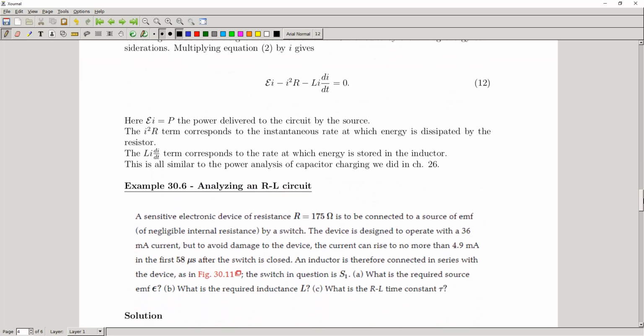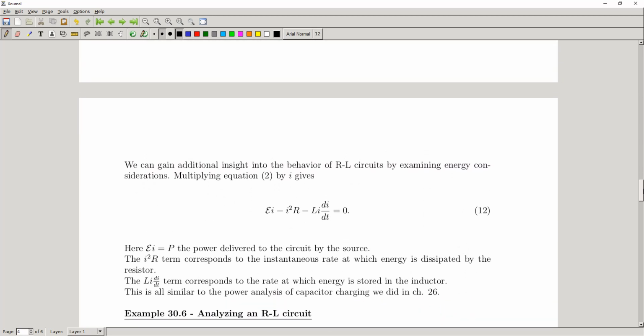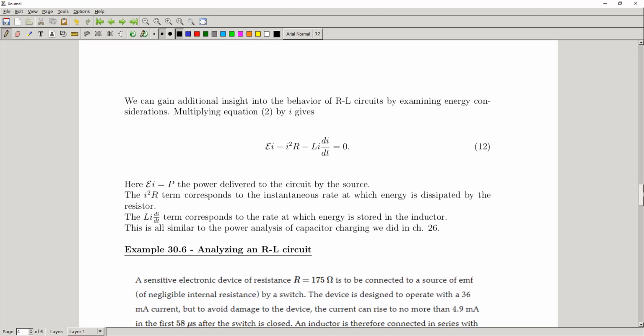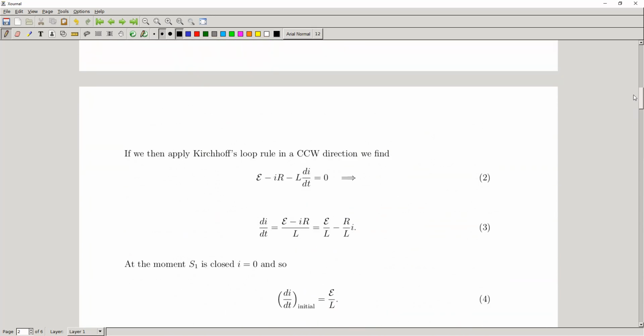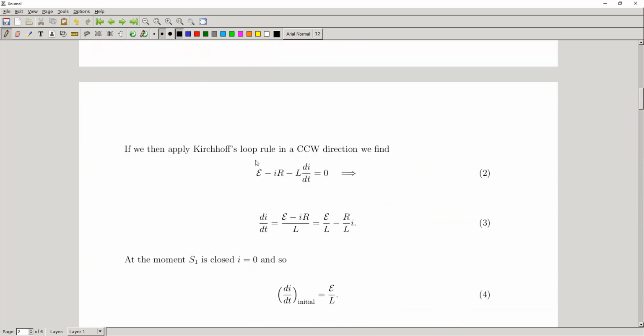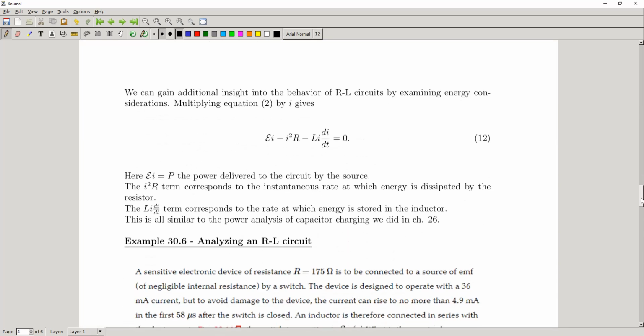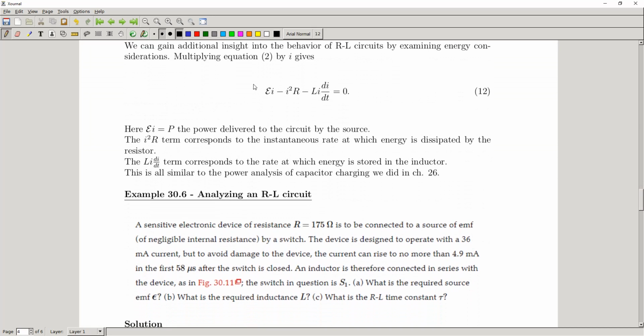We're going to have an example coming up here. Before we do the example, I have one more note to make. We can get some additional insight into the behavior of these RL circuits by examining what happens with the energy as we flip the switch. So let's take Equation 2, when we've just done Kirchhoff's loop rule. We're going to multiply through by I, and if we do that, we end up with this expression that we have here.